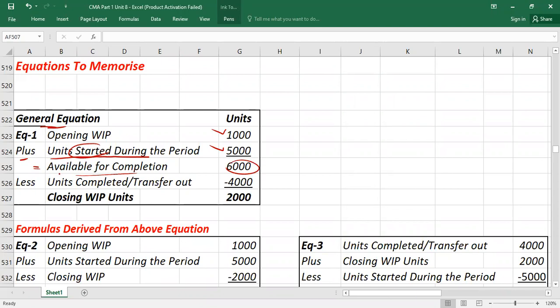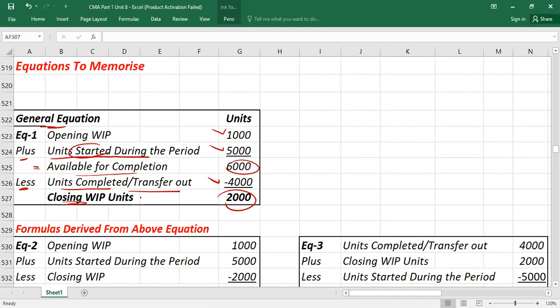Now we'll deduct from here units completed. Units completed are also called units transferred out. For example, out of 6000, 4000 units are transferred out, completed. Tell me how many units are in closing work in process? 2000 units will be in closing work in process. Why, sir? Because 6000 was total available. Out of that, 4000 are transferred, completed. It means 2000 are still in the work in process. Which work in process? Closing, not opening.